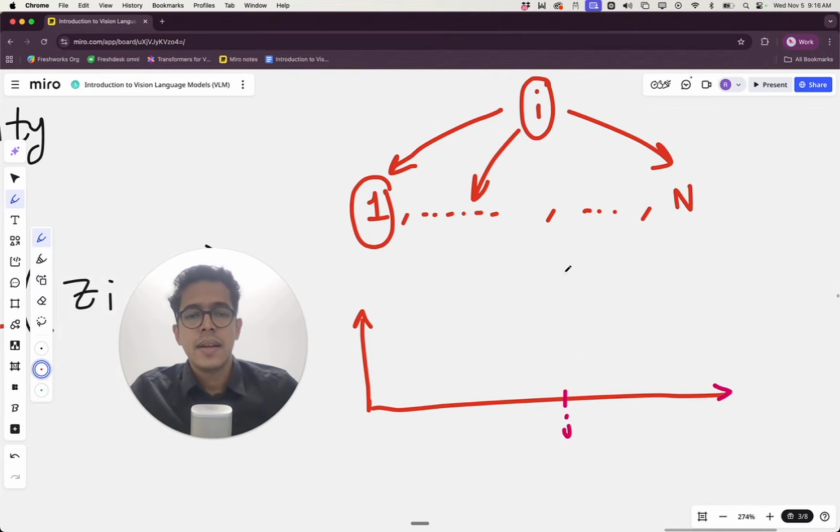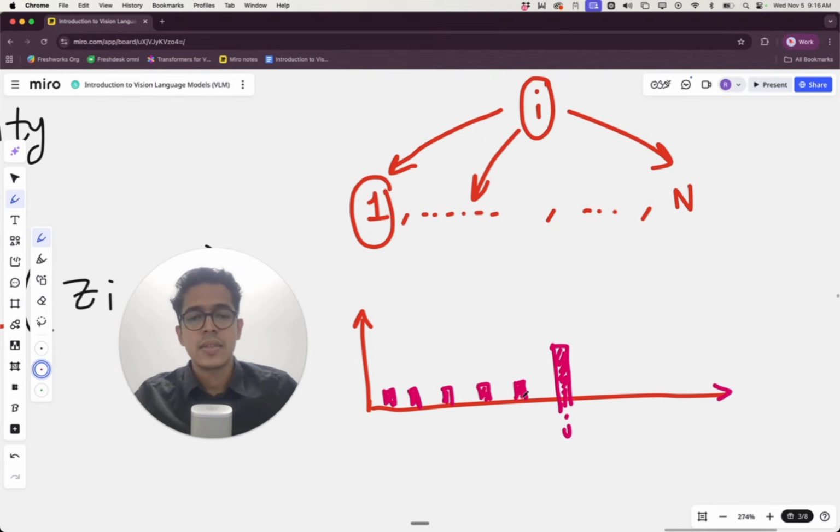This is J. And let's say I and J are positive pairs. This value will be the highest cosine similarity score. The cosine similarity between the rest of the items, which are usually negative pairs in these kinds of data sets, should be very low. So this is what we want.